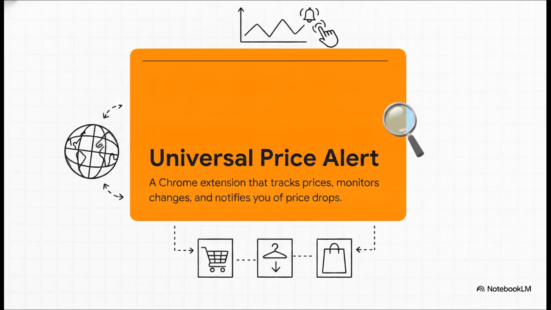So, what is it exactly? Well, Universal Price Alert is a Chrome extension designed with one single, very clear purpose: to track product prices, monitor those changes over time, and immediately notify you when those prices drop. And honestly, the absolute best part here is that word universal. This isn't locked down to just one massive retailer. You can select the price element on virtually any web page. It's a universal price tracker and a drop alert system built specifically for smarter shopping, and it has been getting a ton of love from users for this exact reason.